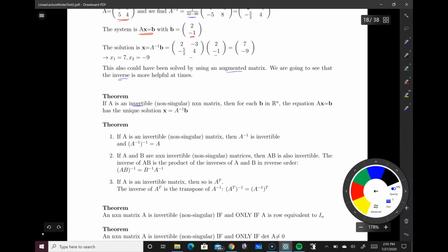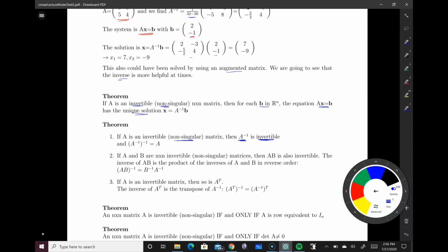All right, if A is invertible, which means non-singular, then for every B in Rn, this does have a solution, and the unique solution is X equal A inverse B. Now, more facts you need to know. If A is invertible or non-singular, then A inverse is invertible, and the inverse of A inverse is A. It's kind of like what we just did with transpose, where A transpose transpose is A. Here we have A inverse inverse is A. And if A is invertible, then A inverse is invertible. That's going to be important.